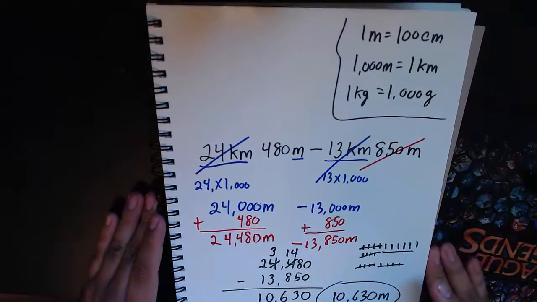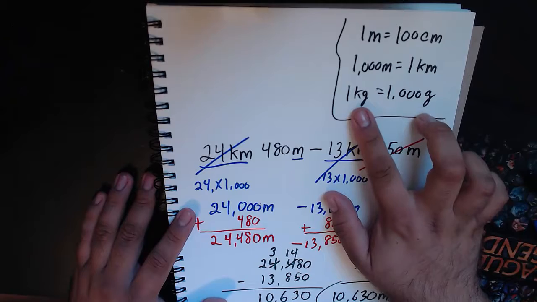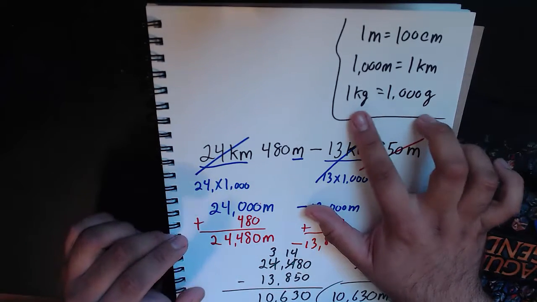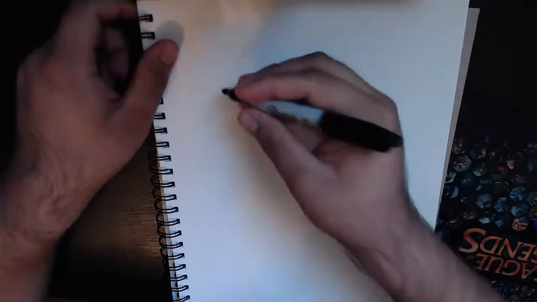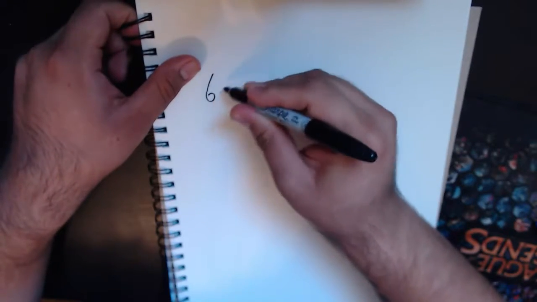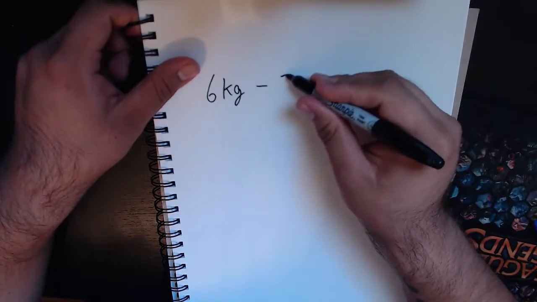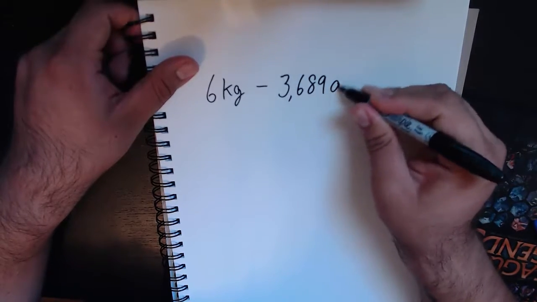Now I'm going to do one more problem that involves using kilograms, because remember, kilograms and grams are measurements used for mass, or in other words, weight. Remember what I told you in class, mass is what an object is. So here we go. Let's do one more. Let's do 6 kilograms subtract 3,689 grams.